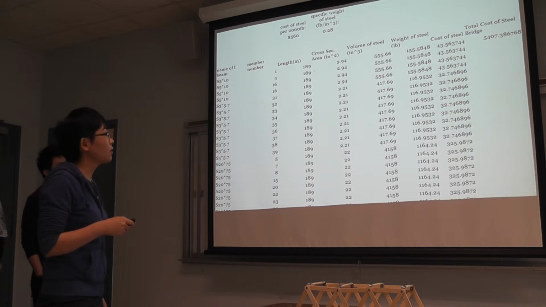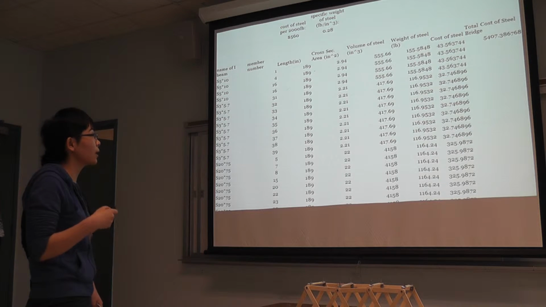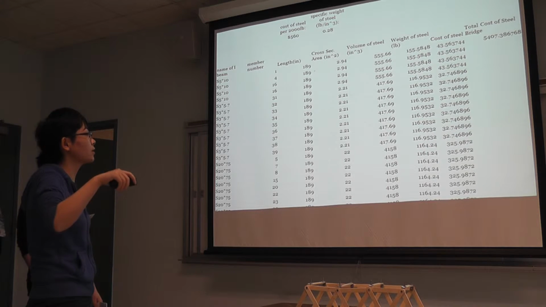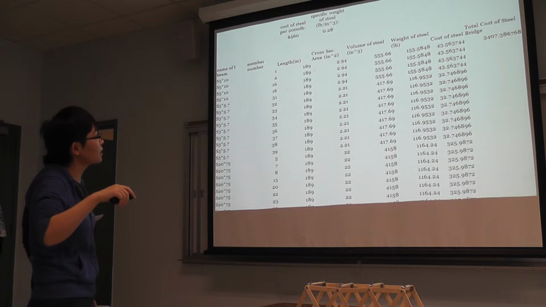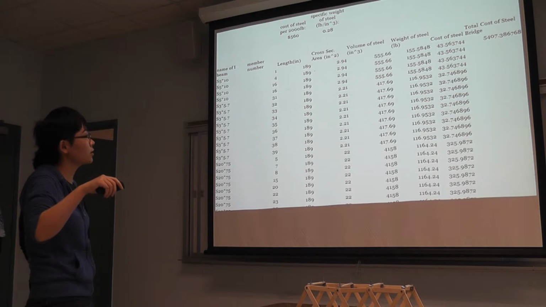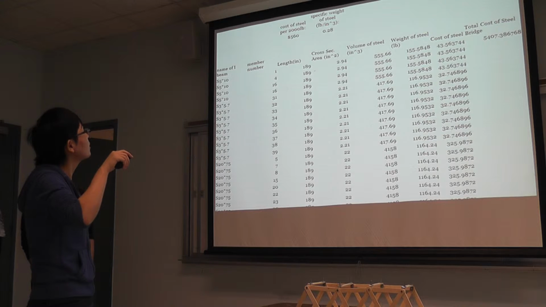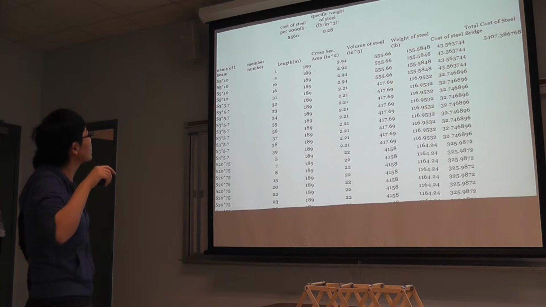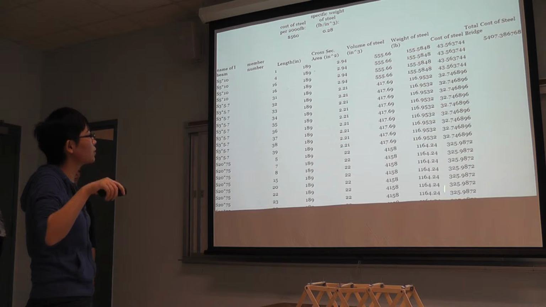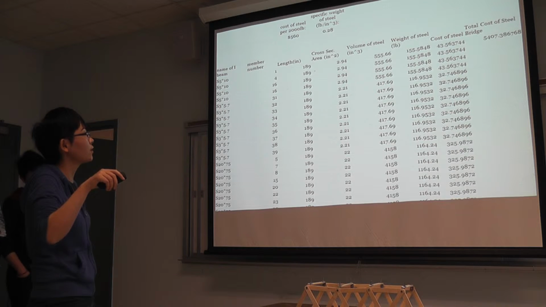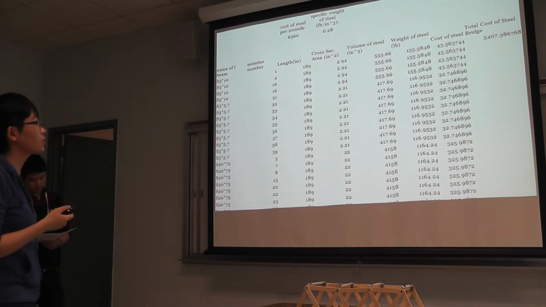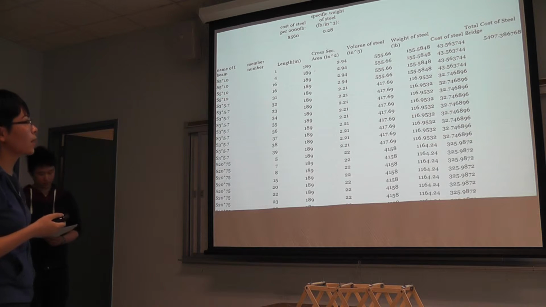By multiplying the third and fourth rows, we can get the volume of the steels. By multiplying the volume of the steels by the density, we can find the weight of the steels. The last step is to multiply the weight of the steels by the cost of the steel per 20 kilopounds, 20,000 pounds. We can get the cost of the steels. Adding up the numbers in this column, we can get the total cost of the steel. So our cost of the steel is 5,407.